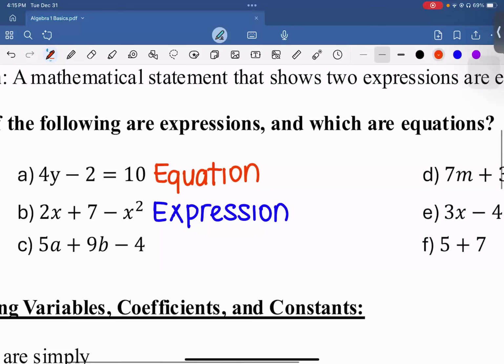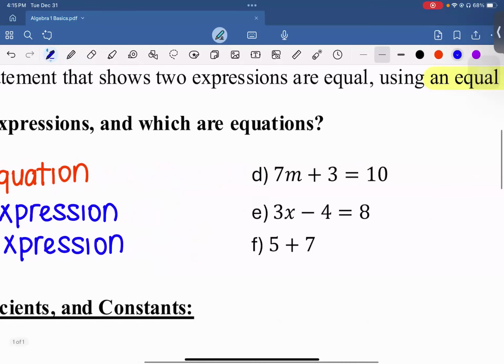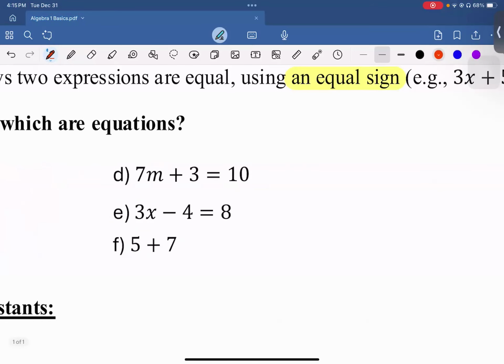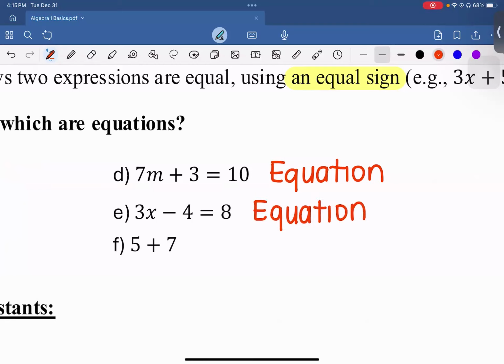I'm going to go ahead. C, we know, does not have an equal sign, so this one is also going to be an expression. D has an equal sign, so this is going to be an equation. E also has an equal sign, so we know that's going to be an equation as well. And F does not have an equal sign, so that's going to be an expression.